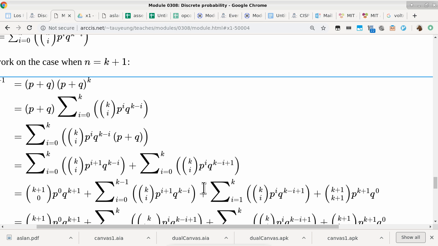No, I take it back. The last term of this is separated out to go over here. Okay, so I misspoke. If you take the last term of this sigma, it is when i equals k, right? So when i equals k of this term, then we have p to the power of k plus 1 times q to the power of k minus k, which is 0, right? And then the choose here is going to be k choose k. I take that term and I separate it all the way out here.